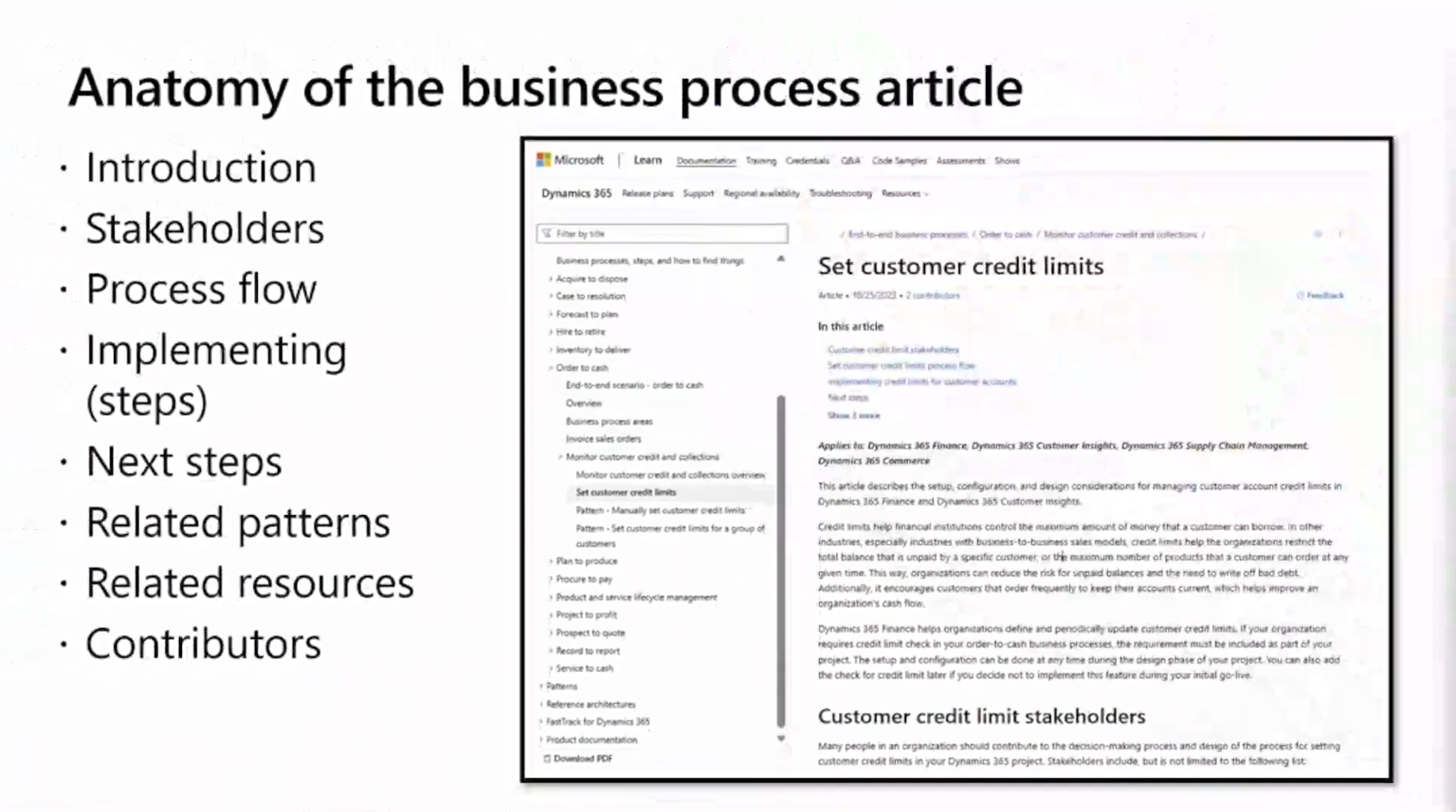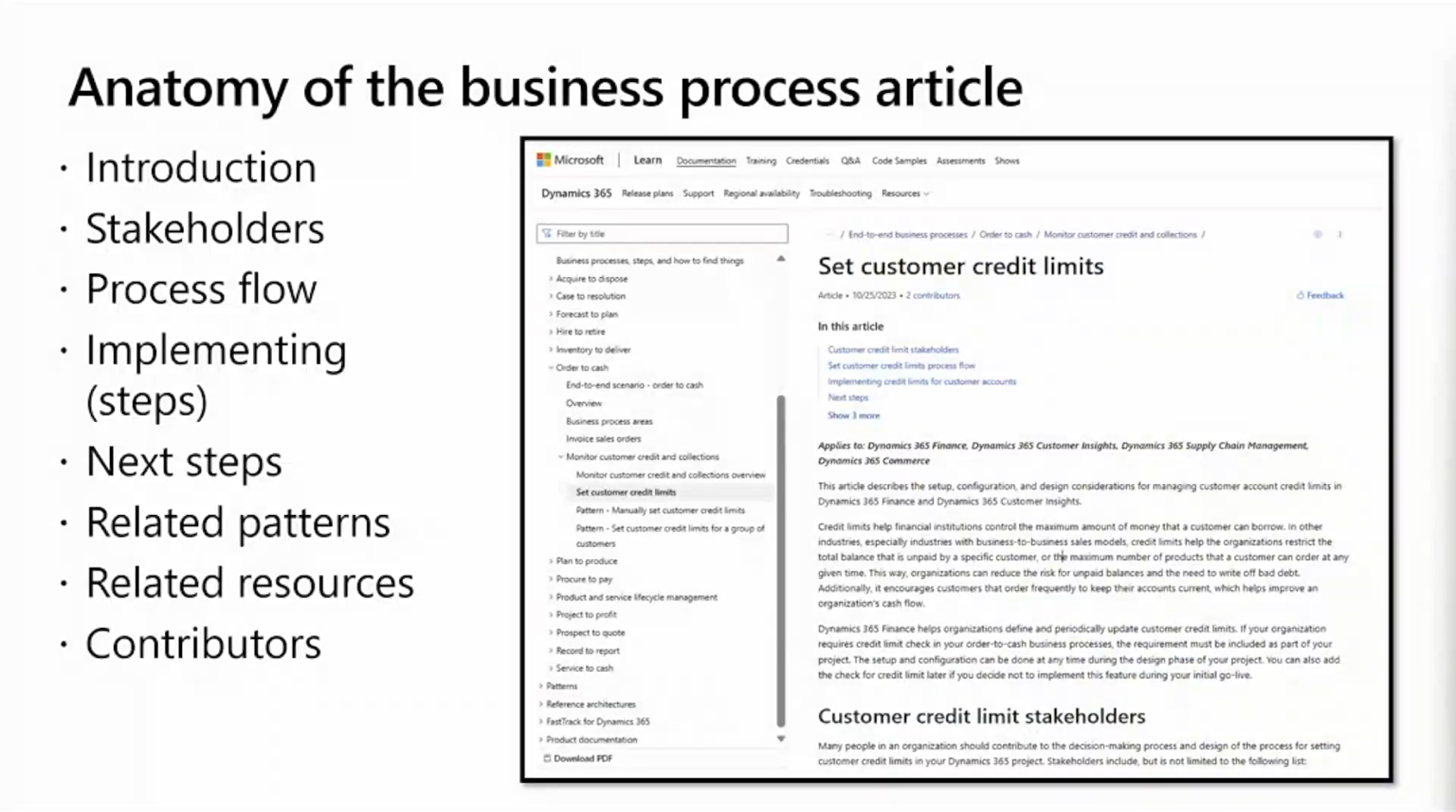All right, so let's talk a little bit about the anatomy of a business process article. When you look at the navigation pane on the left-hand side, if you turn it on in the Word document template, you'll find that we have the introduction, stakeholders, the process flow, the implementing section, which is where the steps are at, next steps, like, so what should I do after this? Any related patterns, related resources, and the contributors. So those are the basic sections that you'll find.